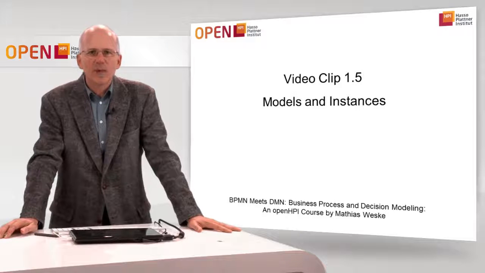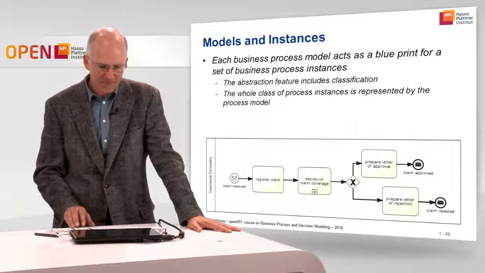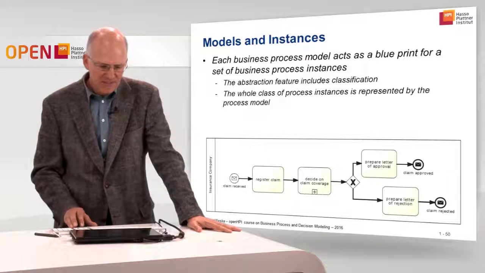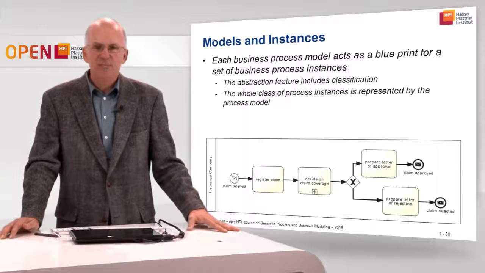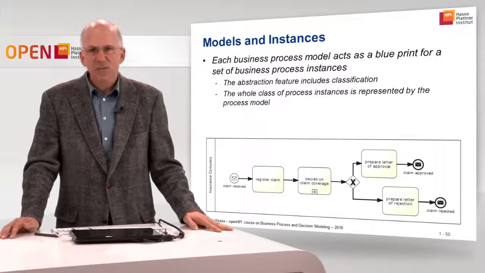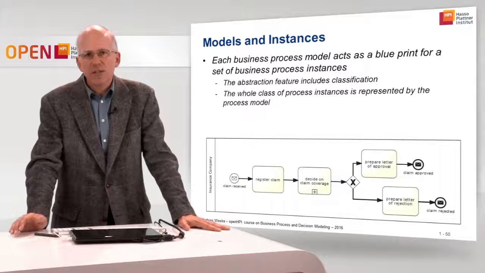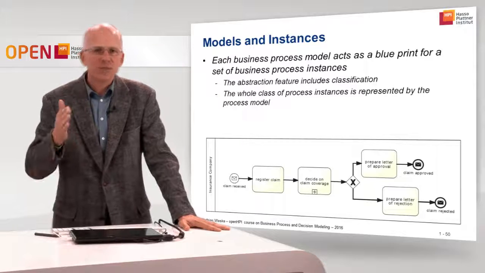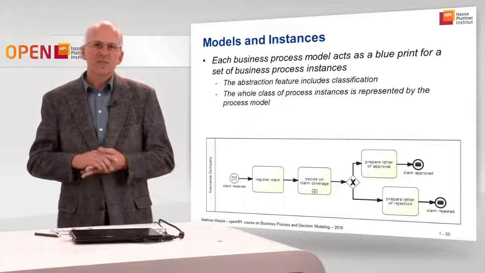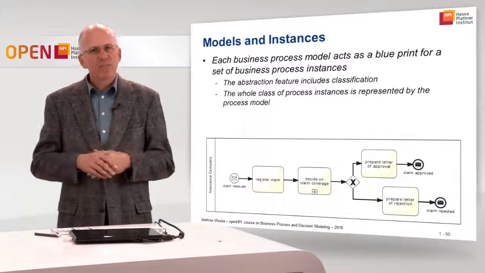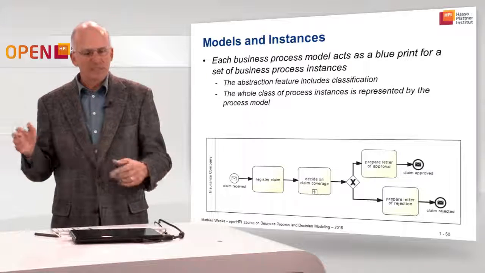Welcome to video clip 1.5, in which we discuss models and instances. Each business process model acts as a blueprint for a set of business process instances. So we have seen in the previous videos that we want to model, to represent business processes as they run in the organization as business process models. So the business process model can replace the real world business process as it happens.